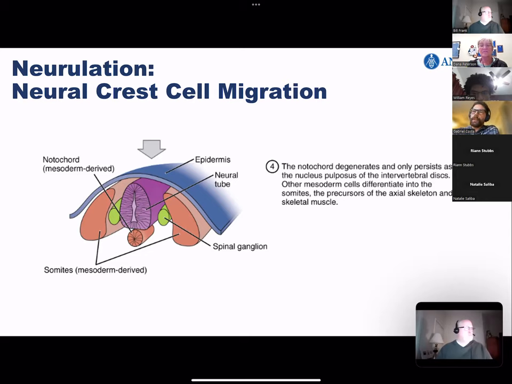And the key thing to remember is that from a neurodevelopmental standpoint, the neural crest cells are what form the peripheral nervous system. So if we go back to what Zach and Natalie talked about, you had your central nervous system and your peripheral nervous system. The central nervous system is derived from the neural tube, while the peripheral nervous system, generally speaking, is derived from the neural ectoderm, or sorry, from the neural crest cells.